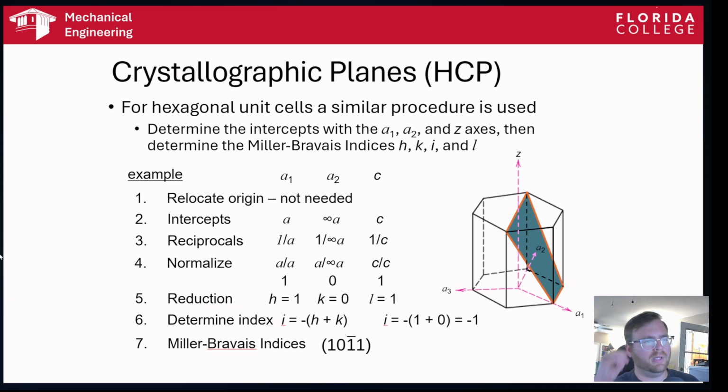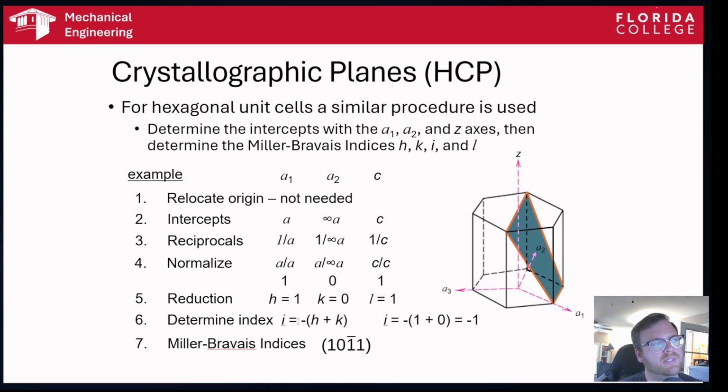You can also draw Miller indices for hexagonal close-packed unit cells. It's a similar procedure, but it's a little bit more complicated. What you do is you determine the intercepts with the A1, A2, and Z axes. So for an HCP system, we actually have 4 axes: A1, A2, A3, and Z. But for these planes, you just find the intercepts with A1 and A2 for this one. And then you determine what's called Miller-Bravais indices, H, K, I, and L.